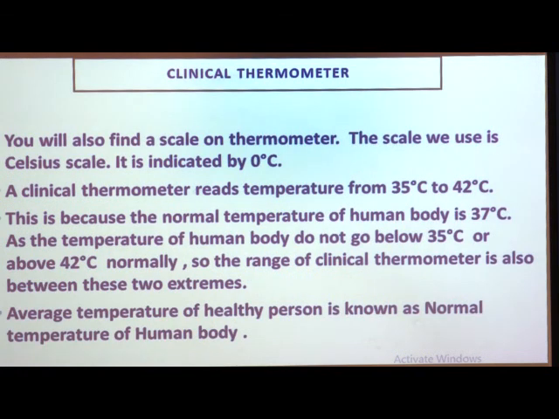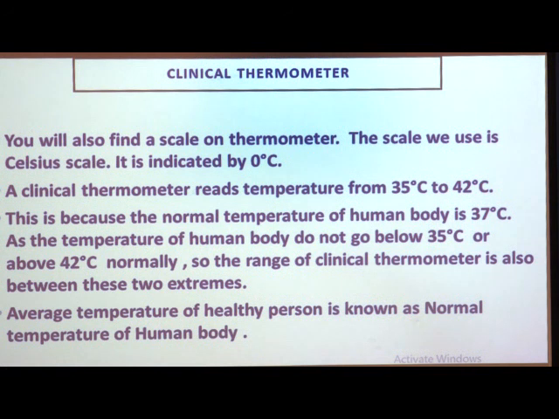You will also find a scale on a thermometer. The scale we use is the Celsius scale, indicated by 0 degree Celsius. In India we use this Celsius scale. This is a type of scale of measurement.